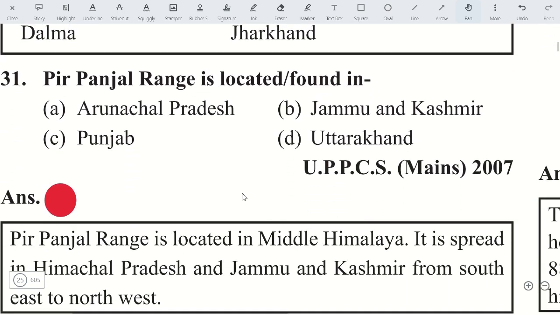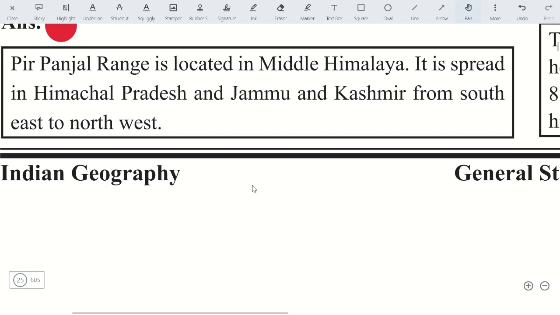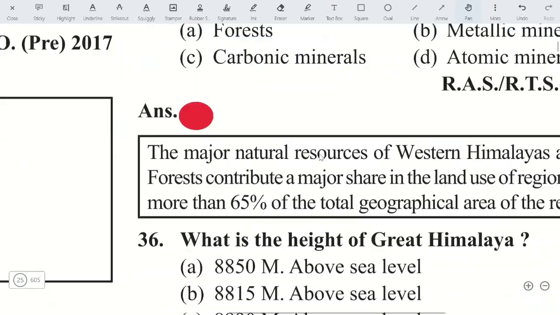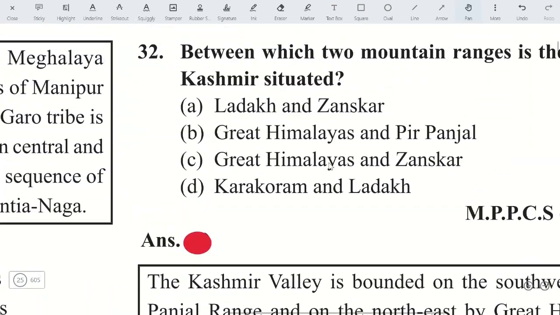Pir Panjal range is found in Jammu and Kashmir. It is very simple. Pir Panjal is located in Jammu and Kashmir. Next question.